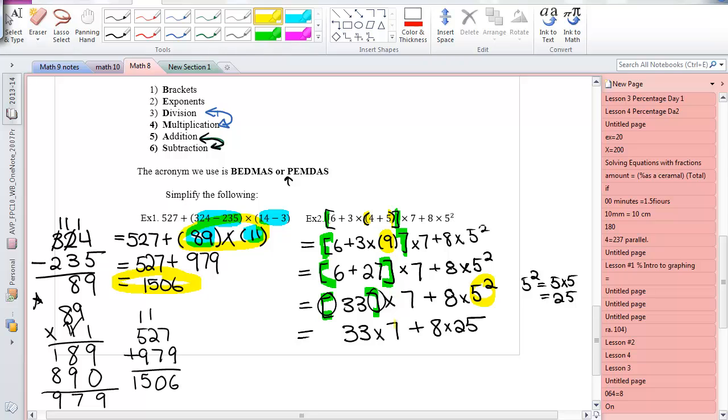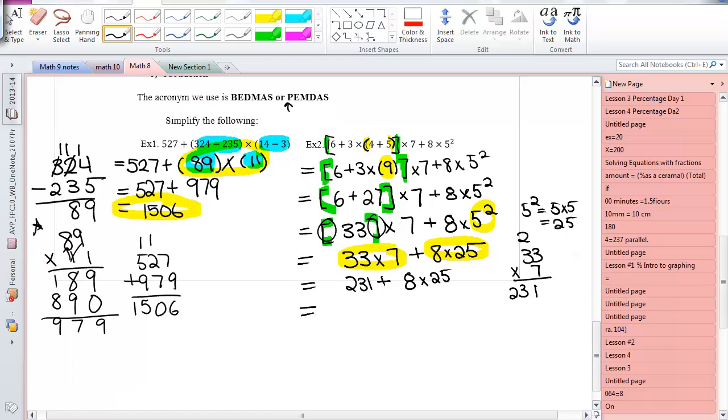Now, I have some multiplication here, and I have multiplication here. Now, if you want to do them at the same time, that's fine. If you're not feeling confident with that, then do it individually. And so if you're not sure what 33 times 7 is, just go to the column and do the long way. So we've got 7 times 3 is 21. 7 times 3 is 21 plus 2 is 23. And I have 231 plus 8 multiplied by 25. And I'm just doing it in the order that I read, so left to right. Now, I go right back to BEDMAS, and the only thing that I have there is multiplication. The adding is going to come after.